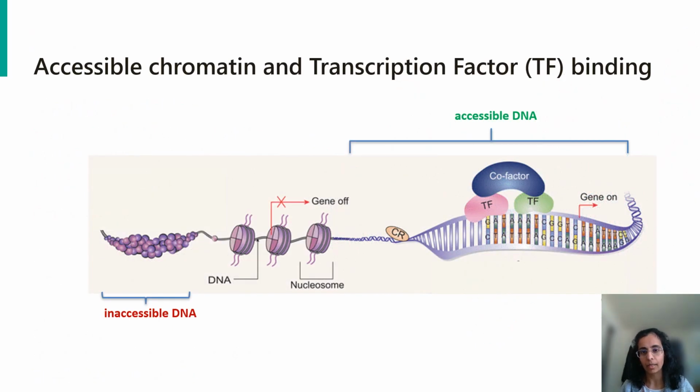Accessible regions of chromatin are generally regions that are permissive for transcription factor binding and are therefore hotspots of regulation of gene expression. Conversely, inaccessible regions where the DNA is coiled up around nucleosomes are less likely to be active regulatory regions.